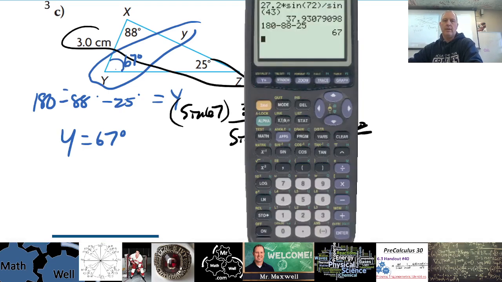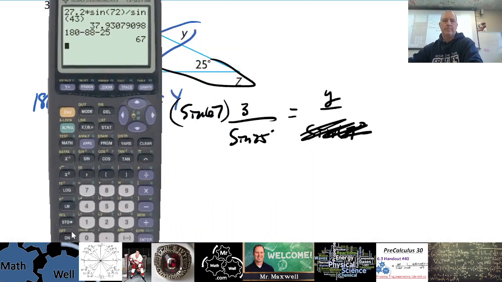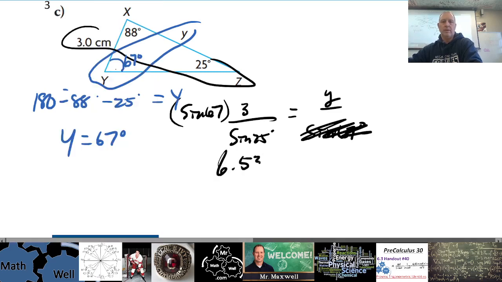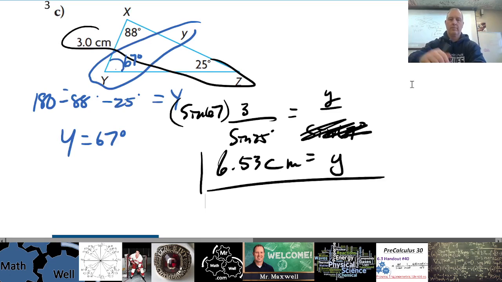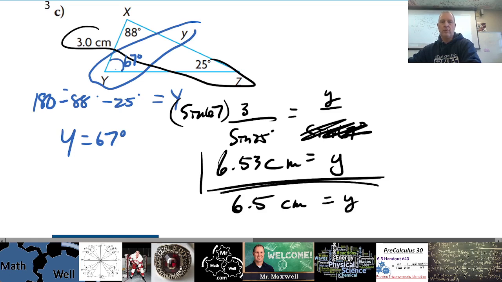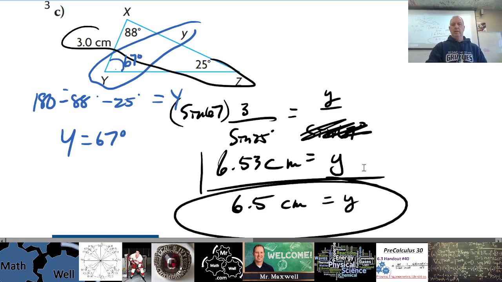And we'll do that on our calculator. Sine 67 times 3 divided by sine 25. 6.53 is what I get. 6.53. Okay, so that would be centimeters equals y. Let's double check that. That's perfectly correct. So to the nearest tenth, which your textbook usually asks for, 6.5. Okay? So there's some homework questions from 3.2, hopefully to get you through.